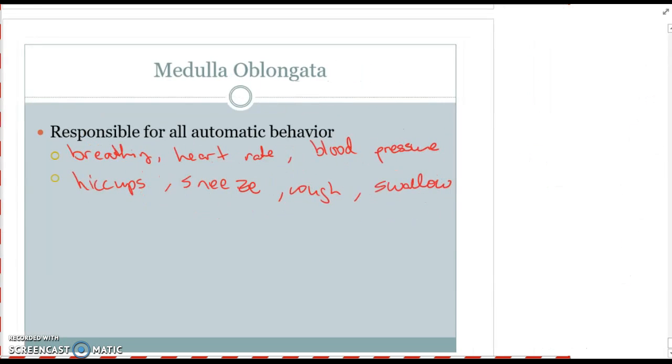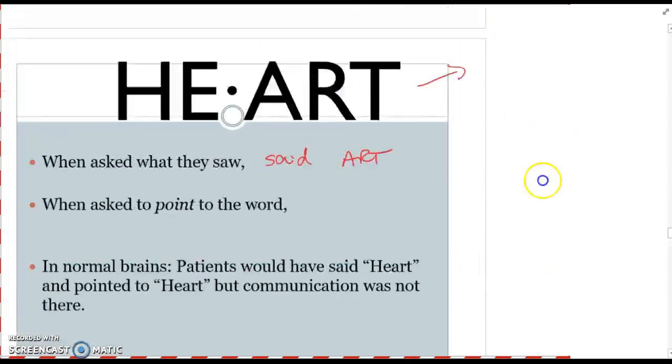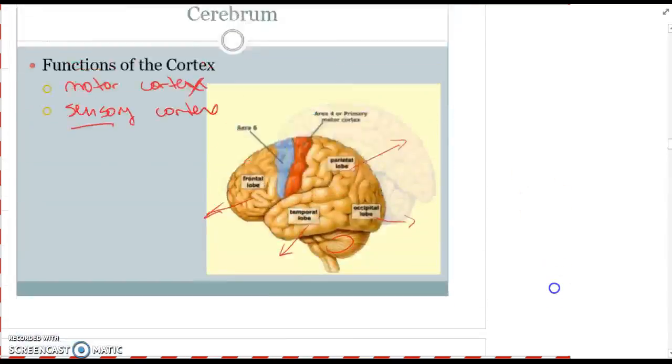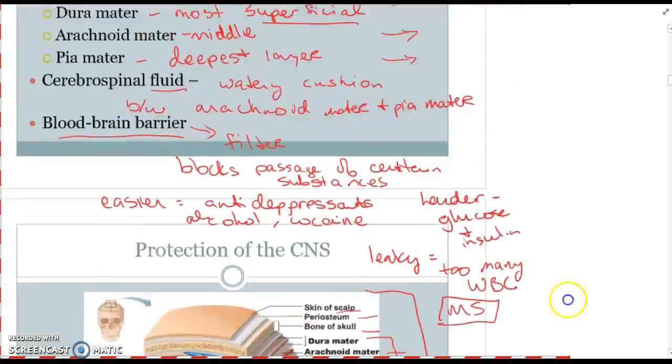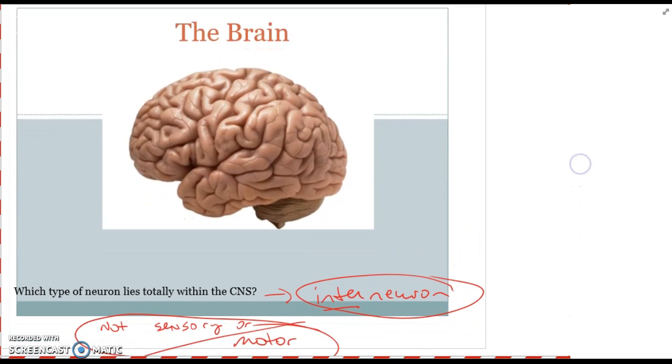So let's review really quickly everything that we've talked about so far. Hopefully this is not making you sick. Okay, so the big things that I want you to remember here. Make sure you remember that term interneuron. I'll just go ahead and put a star by the important stuff here.